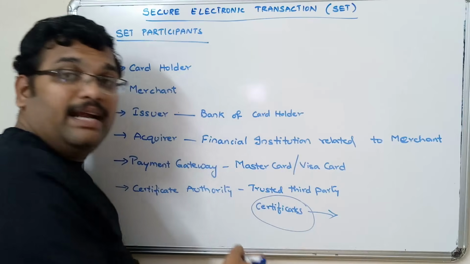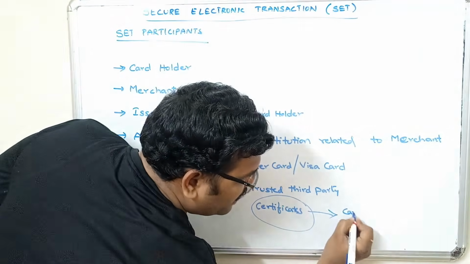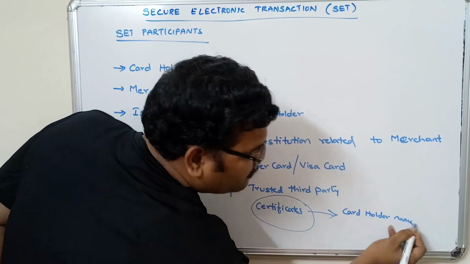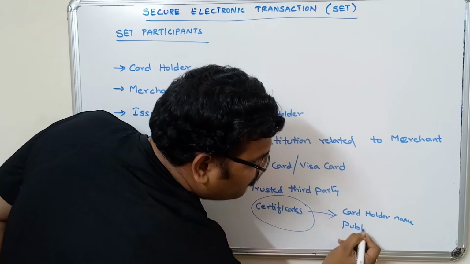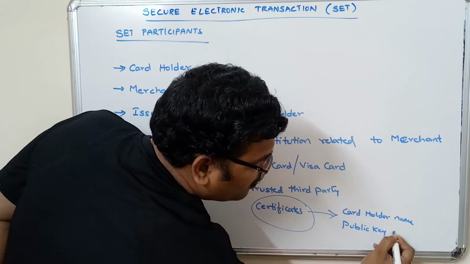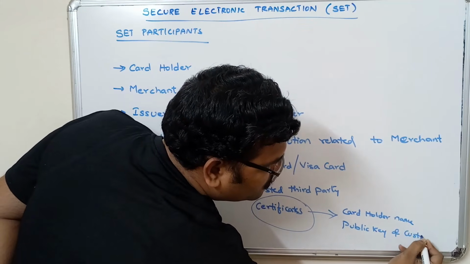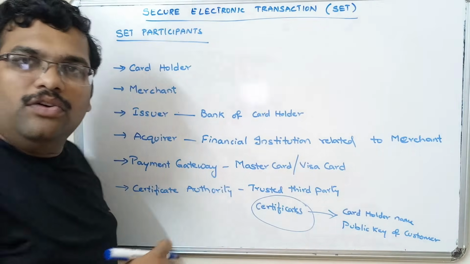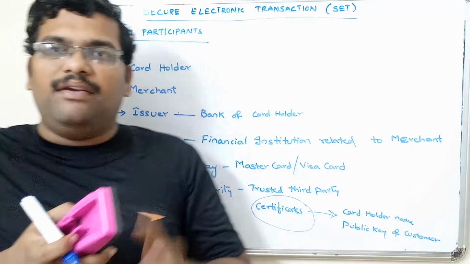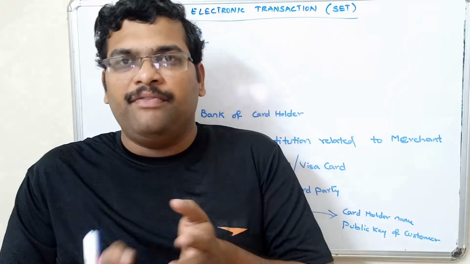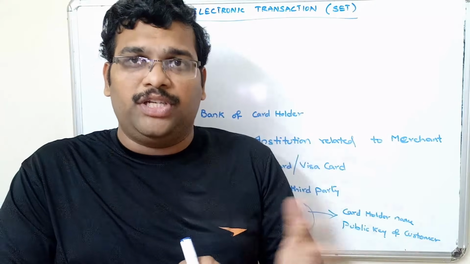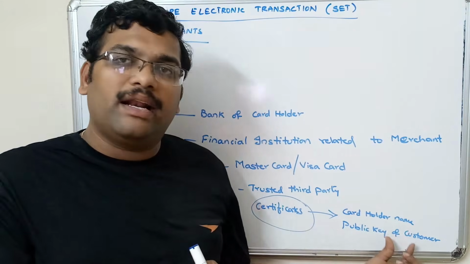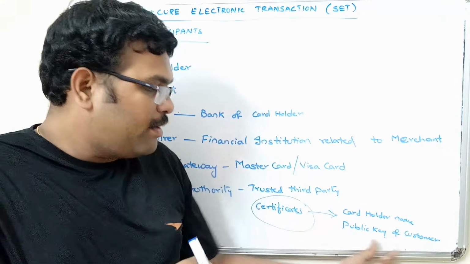In these certificates there will be the card holder name as well as the public key of the card holder, or we can say the customer's public key. So instead of getting the public key from the public key ring, instead of using public key distribution, here the certificates will have the card holder name and the public key of the customer.